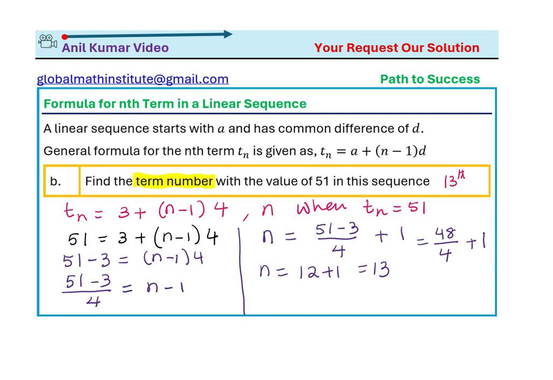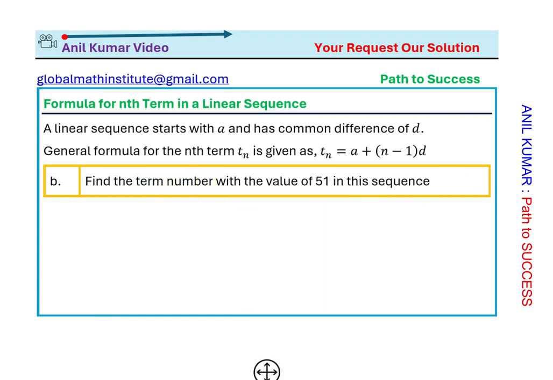Correct? Now, how does that help you? It helps you to visualize how we do the reverse calculation, right? So first thing, we have to isolate n. So take away 3, divide by 4, and then add 1. That is the process which you do, and you get your answer, right? Let's do part C.